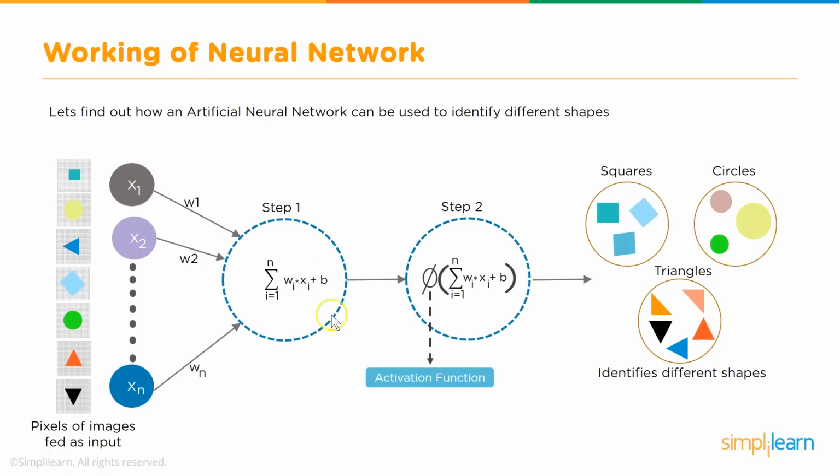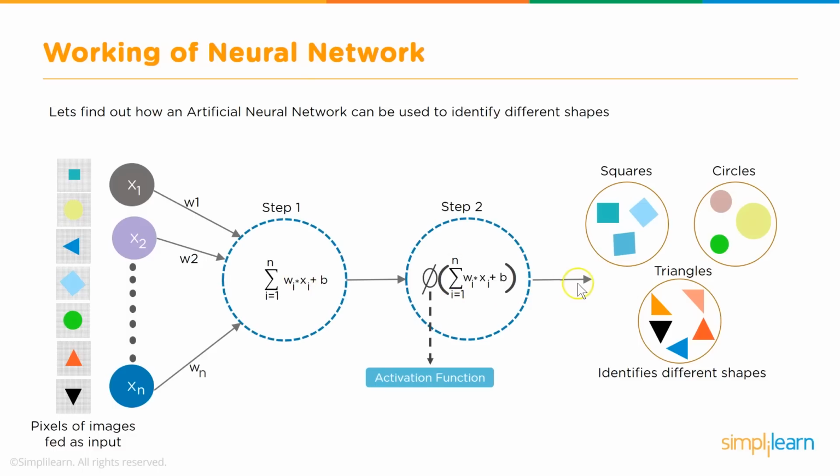So we have seen that a neuron receives inputs, and then there is a weighted sum, which is nothing but the summation of xi, wi, plus the bias. And this is then fed to the activation function, and that in turn gives us an output.